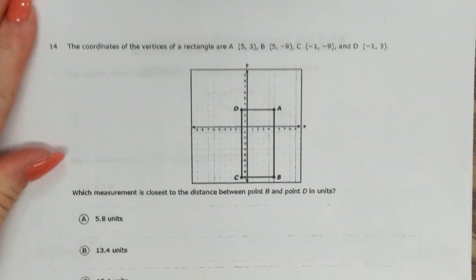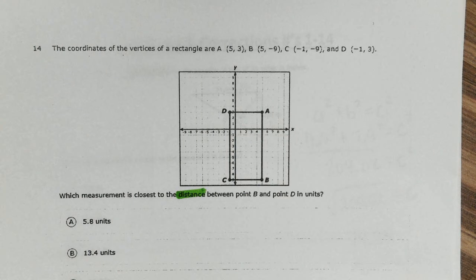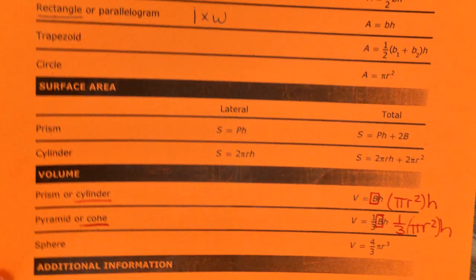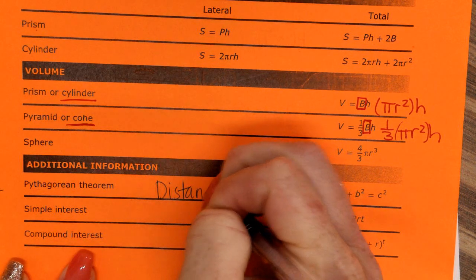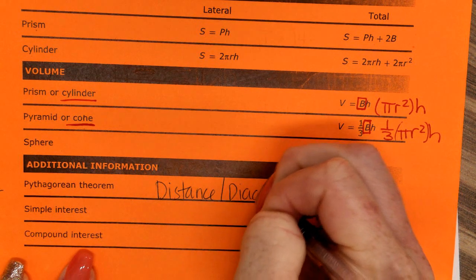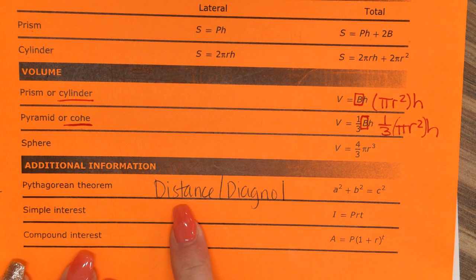Number 14. The coordinates of the vertices of a rectangle are as follows. Which measurement is closest to the... Did y'all see a clue word? What was the clue word? Where do we write distance on our star chart? Right here under Pythagorean theorem, we write distance / diagonal. If you see the word distance, it's a very good clue that you can use Pythagorean theorem.